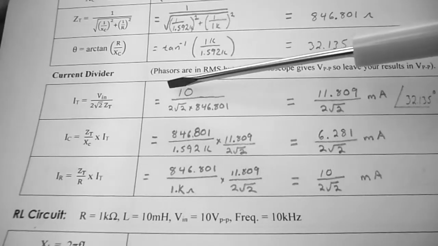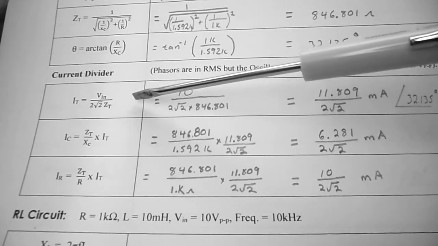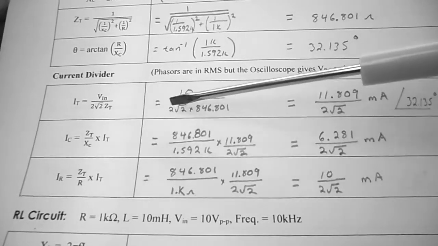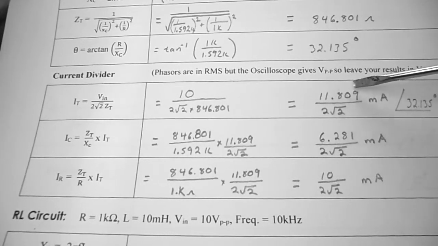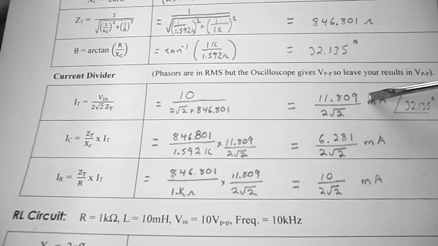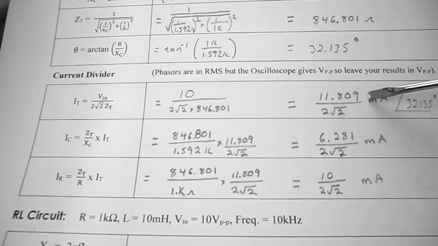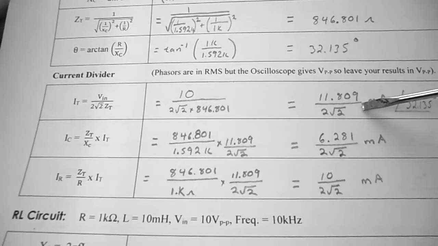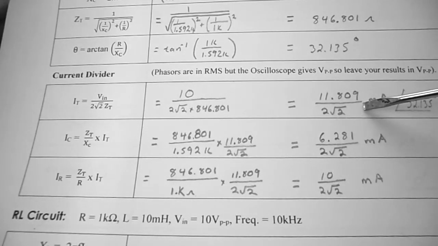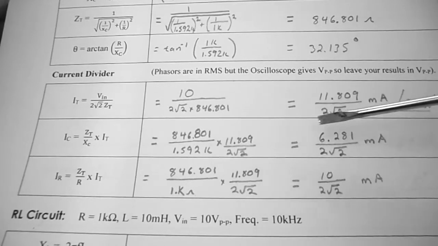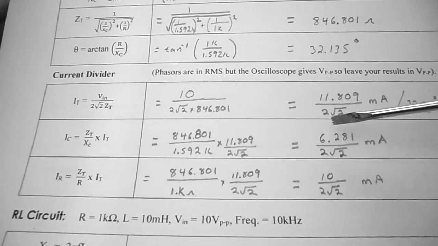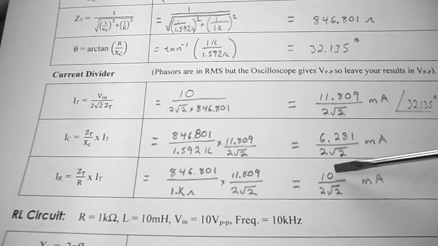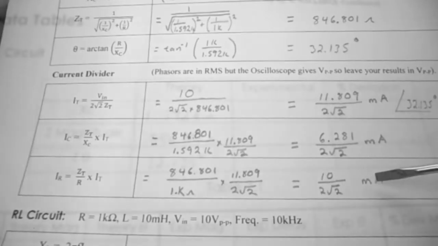Looking at my current divider calculations, I've used the supplied formulas, and for IT, I'm looking for somewhere around 11.8 milliamps peak to peak. Now remember, I'm going to divide this by 10 when I measure it on the oscilloscope, so on the oscilloscope it should be around 118 millivolts. IC worked out to 6.3 milliamps peak to peak, and IR worked out to about 10 milliamps peak to peak.